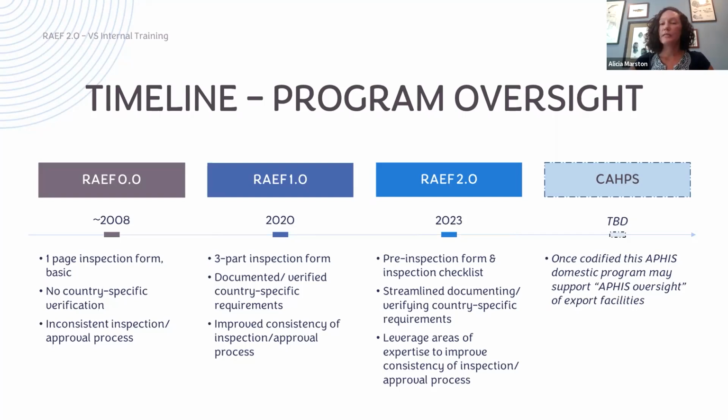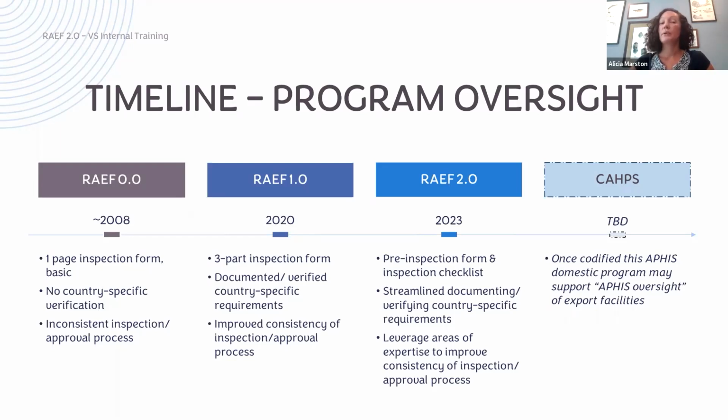We had a 3-part inspection form. We were really making sure that we were documenting and verifying the facility met country-specific requirements. And we made a lot of changes to improve the consistency of the inspection and approval process. Now we're 3 years later, and there are definitely some improvements that can be made from the 2020 version. So that's where RAEF 2.0 comes in.